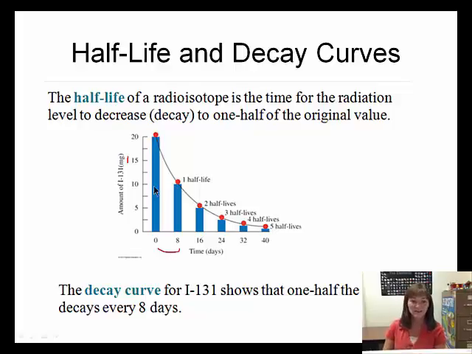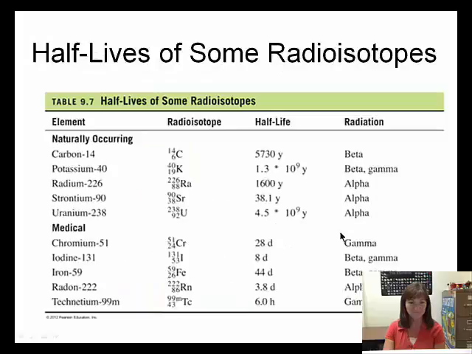You could really start anywhere on this graph. We could have started off here at the 10 and said, well, half of 10 is 5. So how long did it take for it to go from 10 milligrams to 5 milligrams? So 10 milligrams were right here, 5 milligrams were right here, and once again you can see 8 days passed. So the half-life of iodine-131 is 8 days.